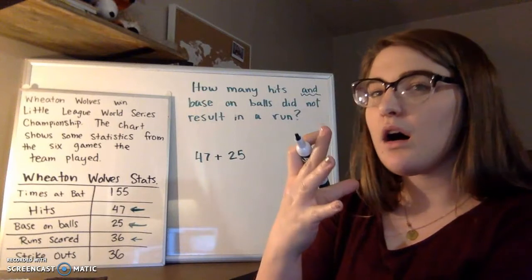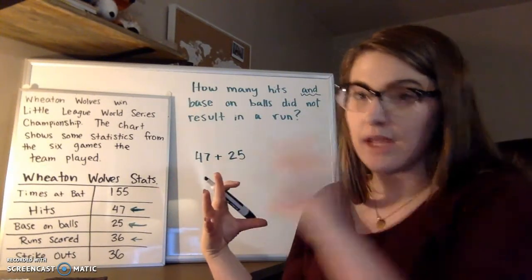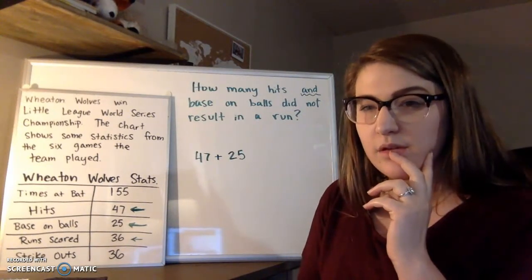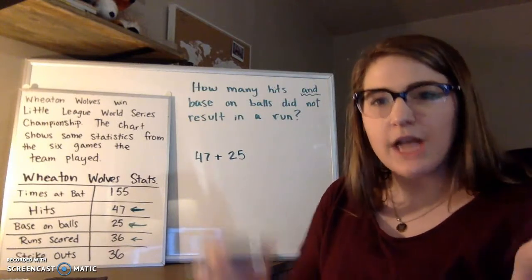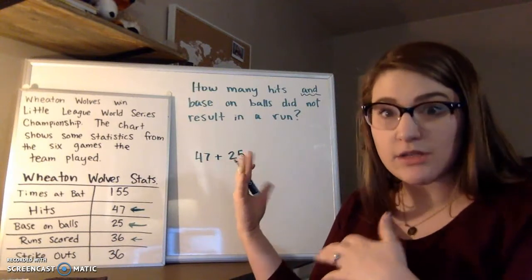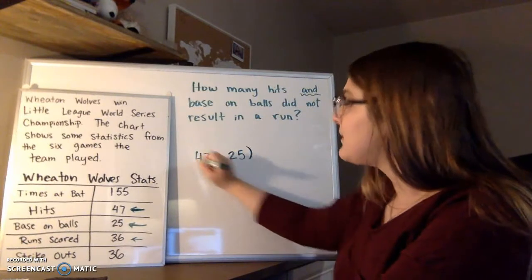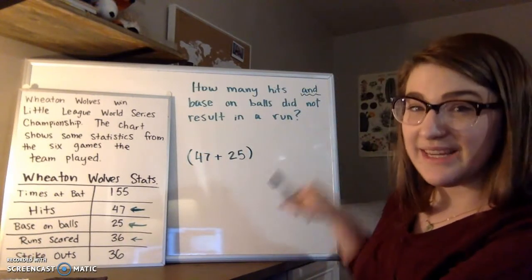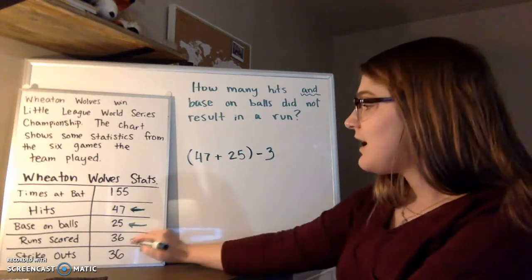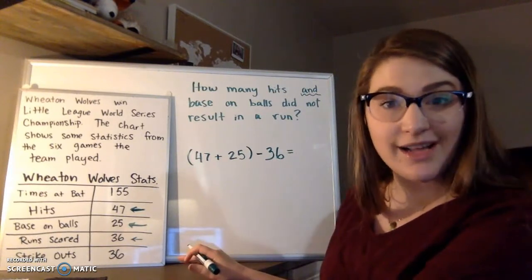So if we are taking away the ones that did result in a run, and we just want to know how many are left over, what kind of operation would we use? Yeah, subtraction. If we're taking away part of it and we want to know what that other part is, we're going to use subtraction. So 47 plus 25, we can put that in parentheses so that we know that we need to combine those first. And then we can subtract the number of runs that were scored to get our answer.